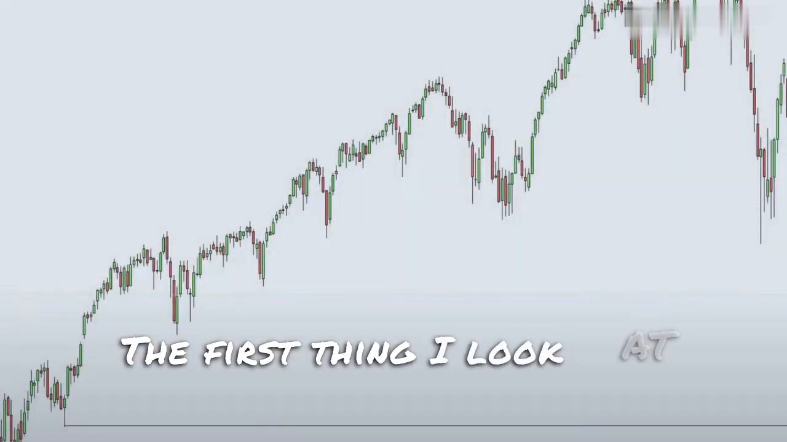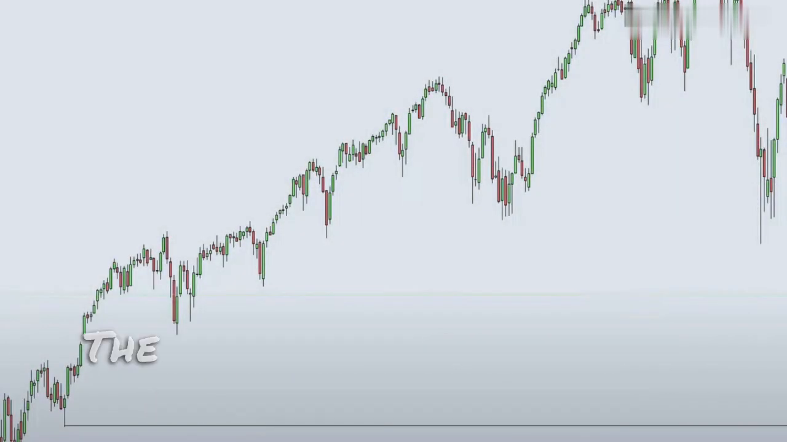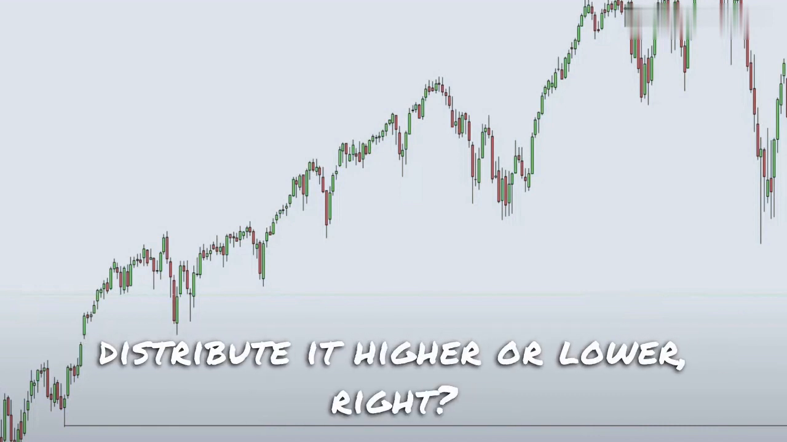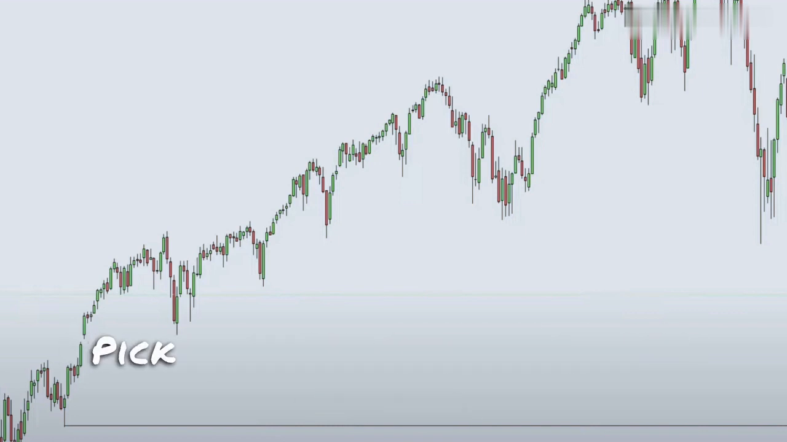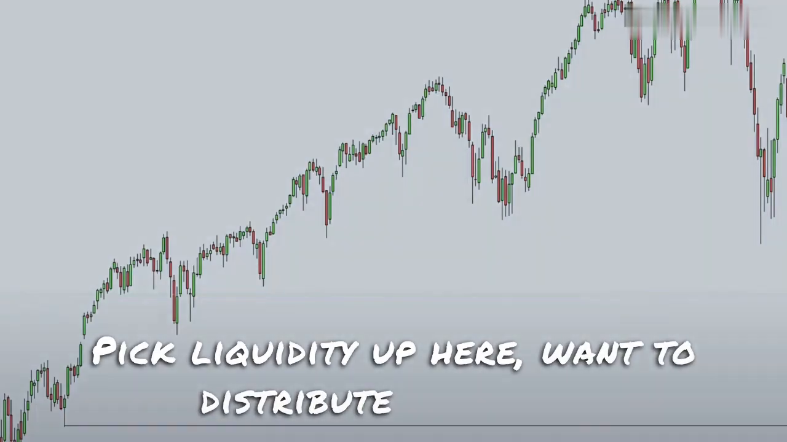The first thing I look at is previous liquidity taken. The reason for this being is once we take liquidity or accumulate it, we want to distribute it higher or lower, right? So if we take liquidity down here, we want to distribute it higher. Pick liquidity up here, want to distribute it lower.